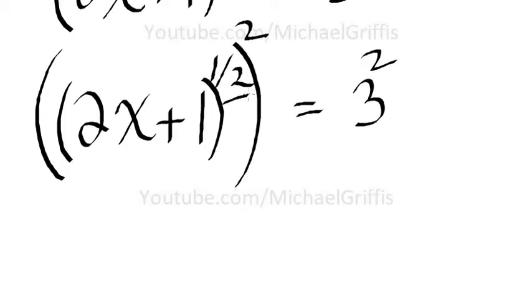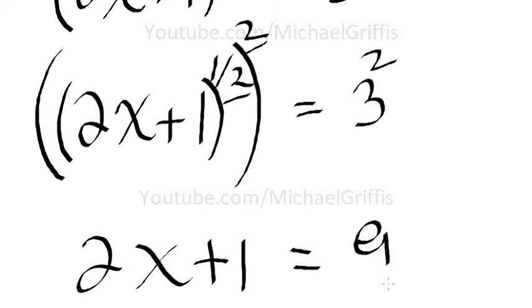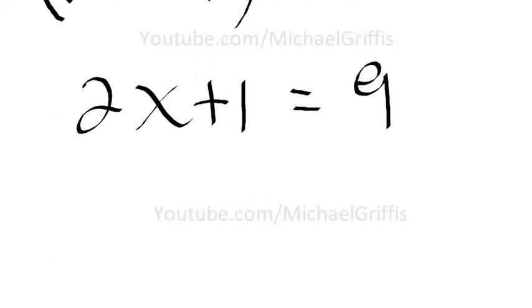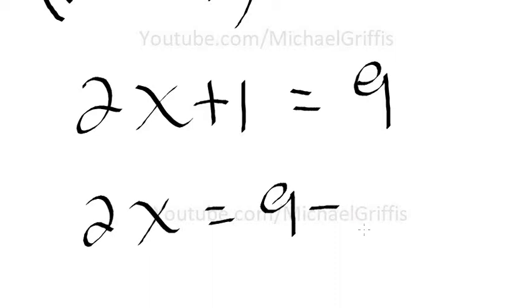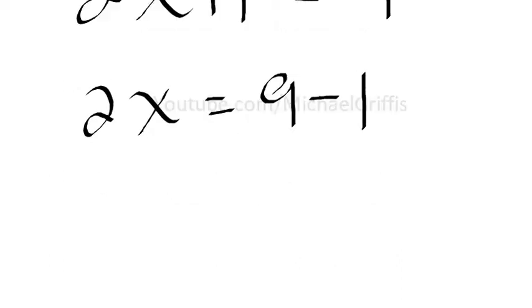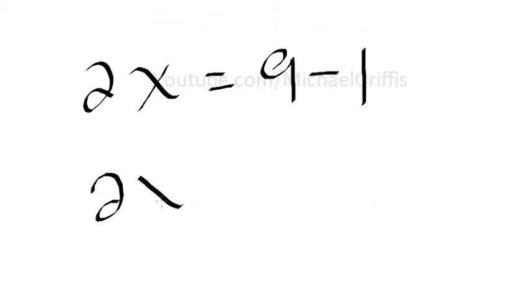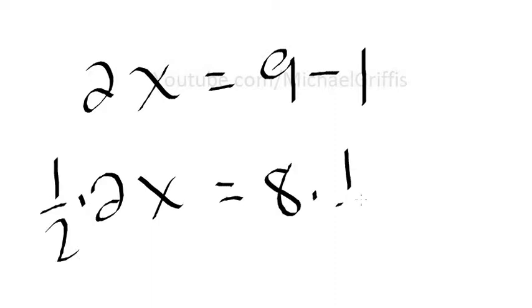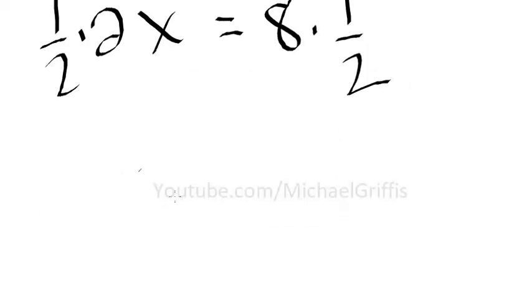So as you can see here, you multiply the exponents, so 2 times a half is 1, so we're just left with 2x plus 1 is equal to 9. 3 squared is 9. Now we've got this linear equation. Just take the 1 over. Subtract 1 from both sides, I guess you could say. So we're left with 2x is equal to 8. And then we just multiply both sides by a half to get rid of that coefficient, turn it into a 1, so x is equal to 4.